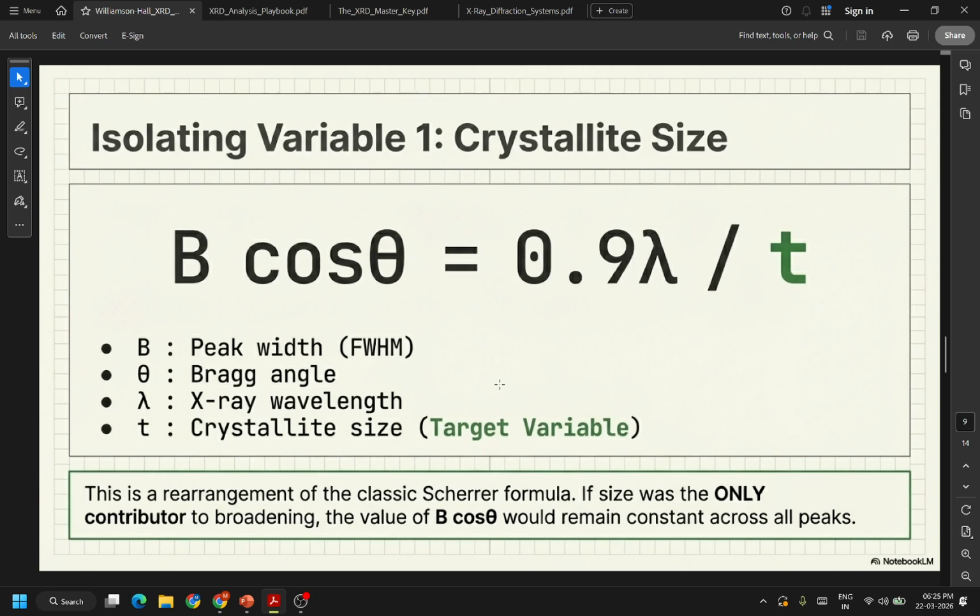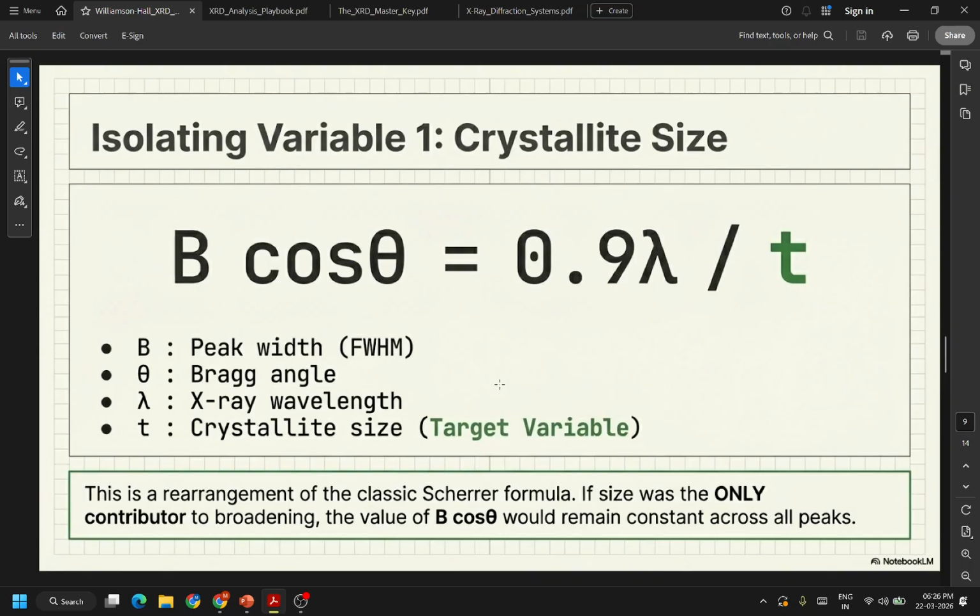Now, isolating variable one, that is crystallite size. If you take your Scherrer equation and rearrange it to bring cos theta to the left, it becomes B cos theta equals 0.9 lambda by T. Now you can calculate B cos theta experimentally. You know your broadening and your Bragg angle at which you got that particular peak, and the right hand side is completely from your material, while the left hand side is completely from your experimental data. So you can calculate B and cos theta for each peak.